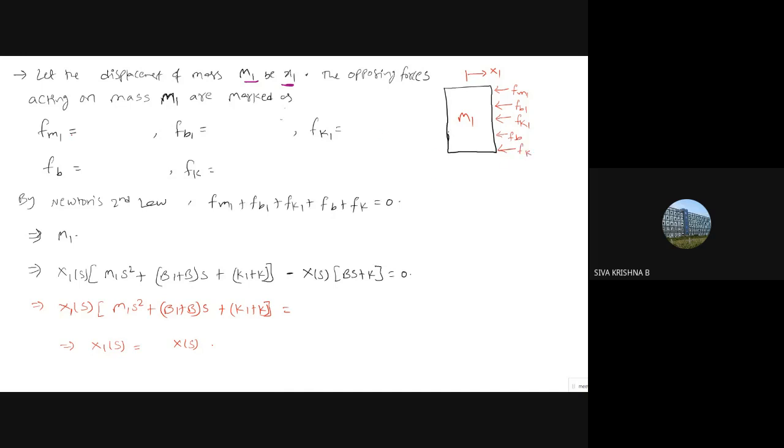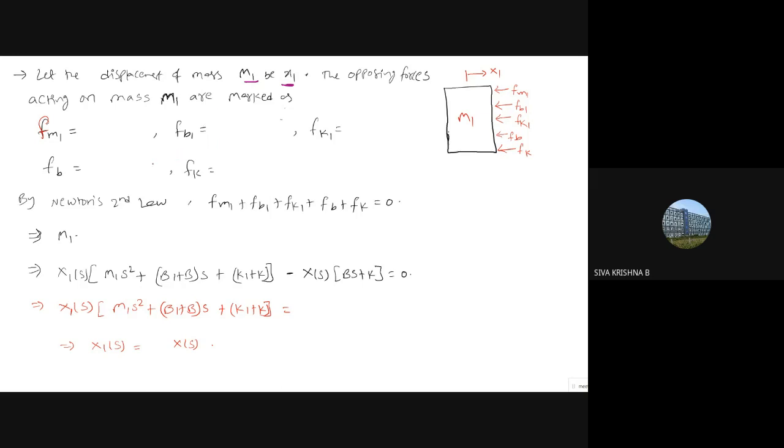So anyone respond for this? What is the equation for mass Fm? Check the previous class slides. What is the mass equation, what is the dash part, what is the spring? They are directly proportional with respect to the second derivative, first derivative, or else constant, like that.